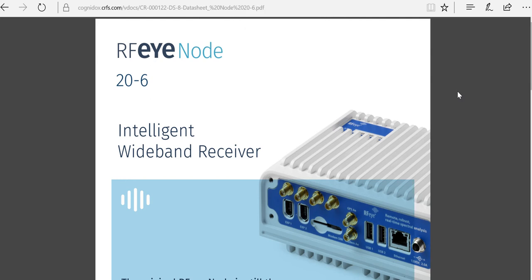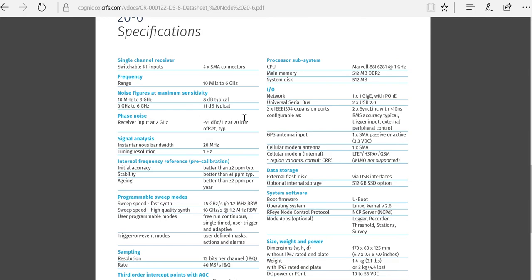In previous recordings, we've talked about the exceptional performance of the RFeye node, we've talked about dynamic range, and we've talked about the noise figure. It's something that we publicize very clearly in our data sheets, the typical noise figures that you can expect. They're extremely low. For example, here for the 20-6, it's 8 dB typical across most of the frequency range.